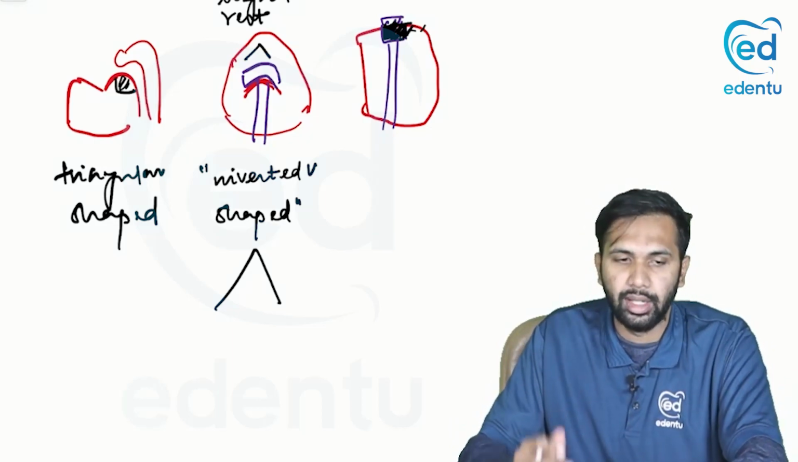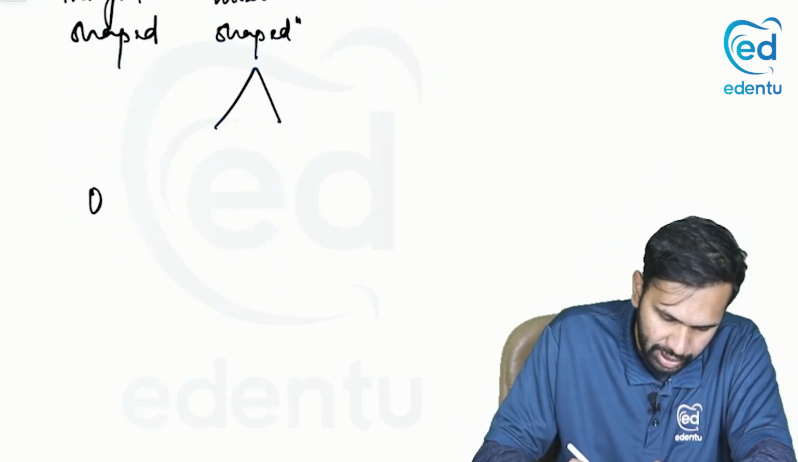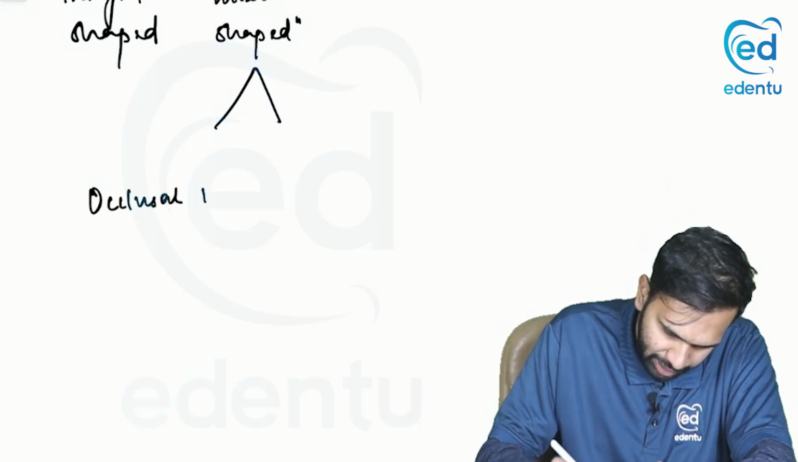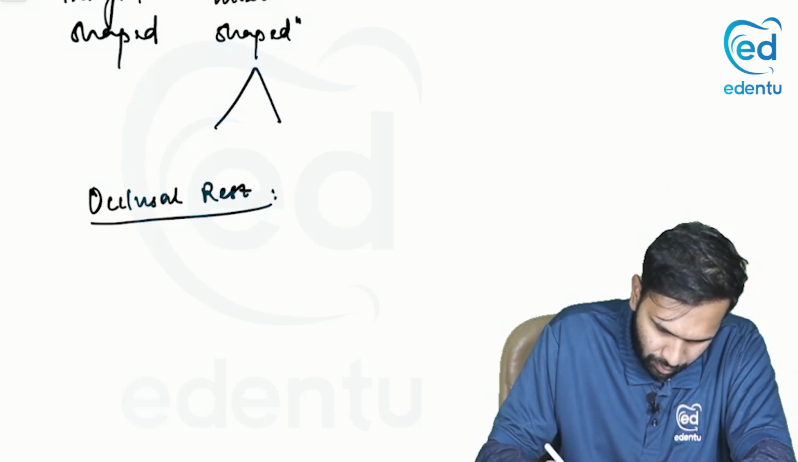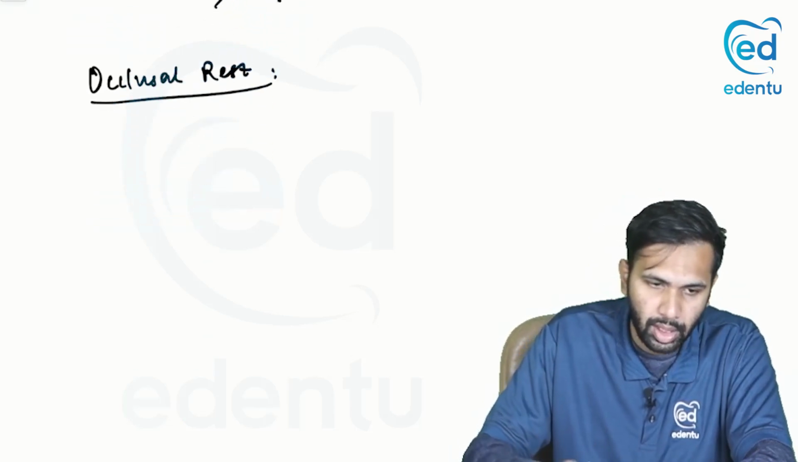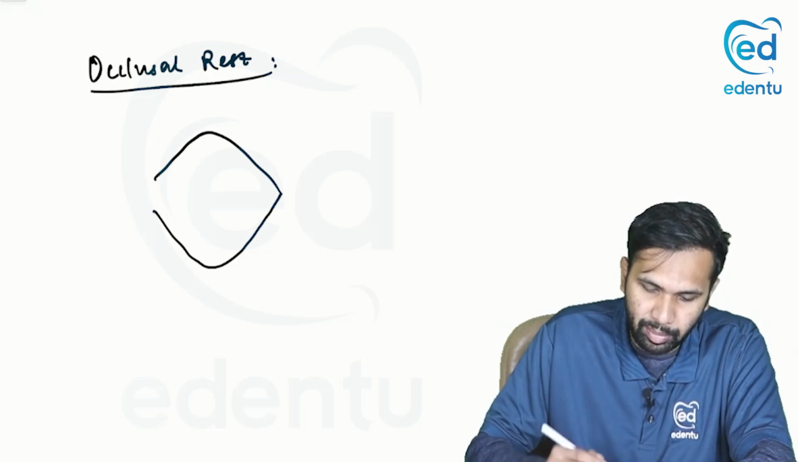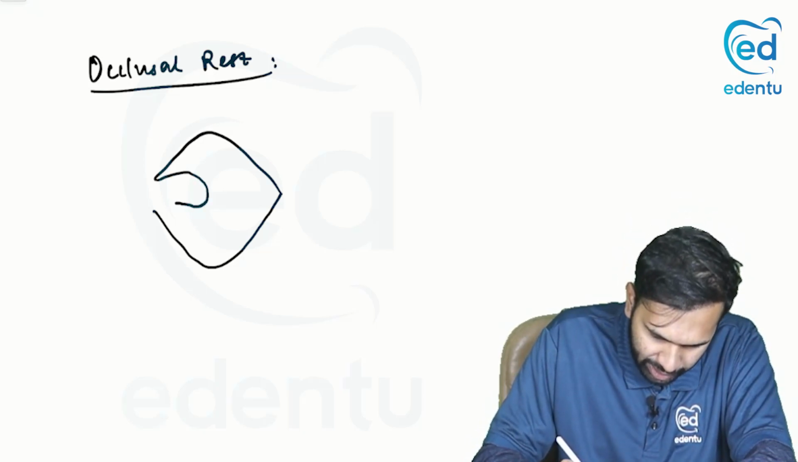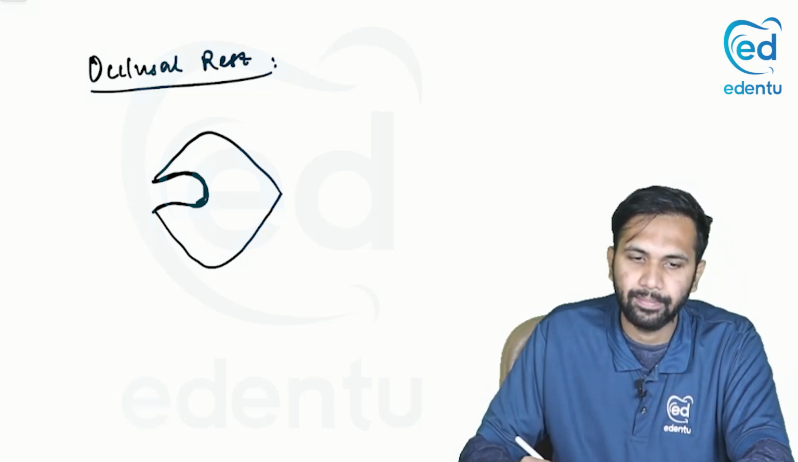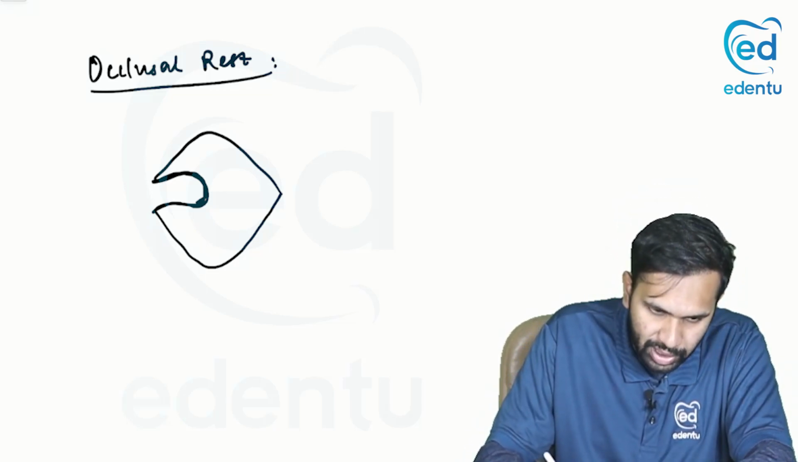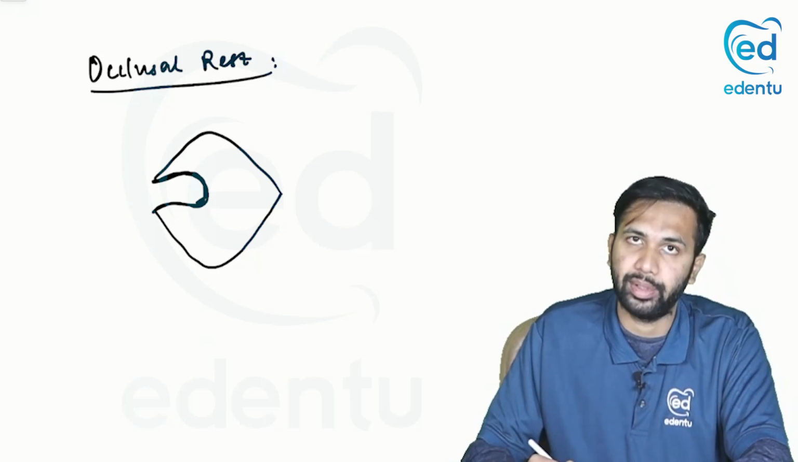Right? Now, coming to the most important rest, that is the occlusal rest. Your occlusal rest. Imagine this is your abutment premolar like this. This is your abutment premolar. You create a rest like this, which is roughly triangular in shape. Right?